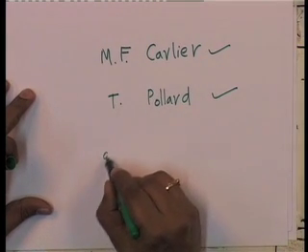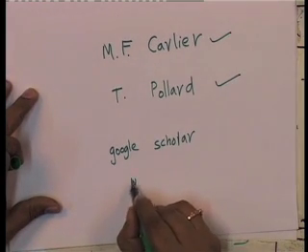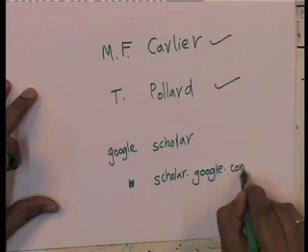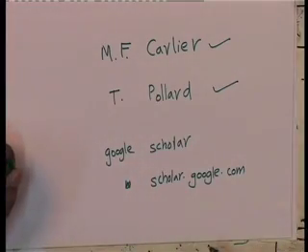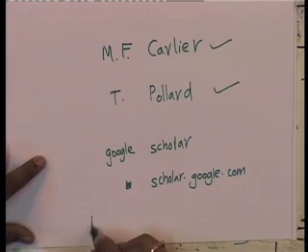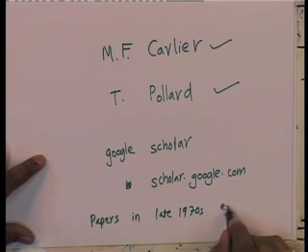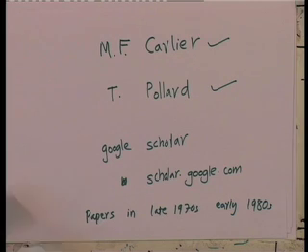So, go to Google Scholar, which is basically scholar.google.com. Then search for M. F. Collier or T. Pollard and look at the papers in the late 1970s, early 1980s. Roughly around this time, if you look at the papers, you can see that they have done experiments studying actin polymerization, exactly the same experiment that we discussed.